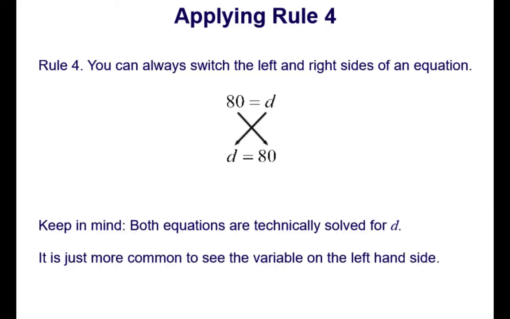Now, traditionally, as we'll see with rule number 4, we can always switch the left and the right sides of an equation because typically it's more common to see the variable on the left-hand side. So the equation sign stays in the middle, and we're switching the variable and the 80. So 80 equals D is the same thing as D equals 80. Again, both equations are technically solved for D. It's just more common practice to see the variable on the left-hand side.